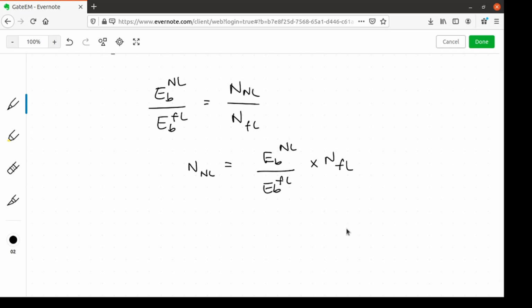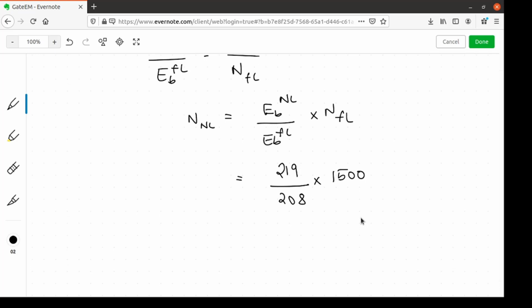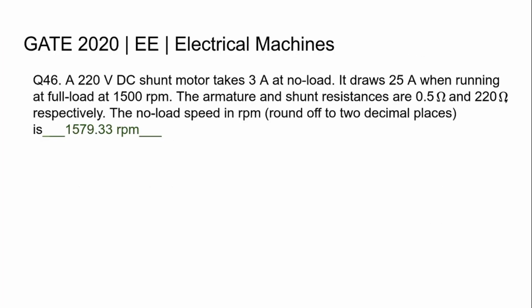We have all the quantities on the right hand side, so I'll just substitute them. So this is equal to the no load back EMF, which is 219, and the full load back EMF is 208, times the full load speed, which is 1500. So on calculating this, you will get approximately 1579.33 RPM. So that is the no load speed. So the correct answer for this question is 1579.33 RPM. Thank you.